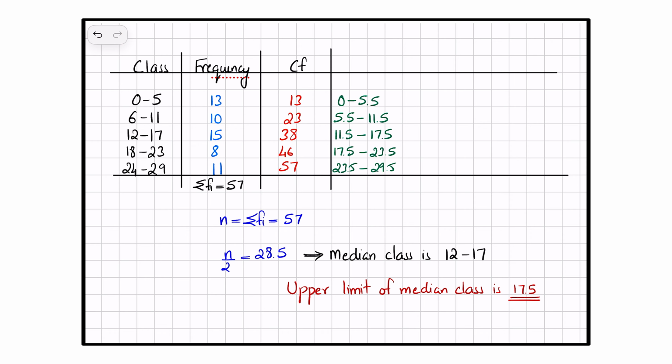Finally, we can ask one more question. What will be the lower limit of the median class? The lower limit of the median class will be 11.5.